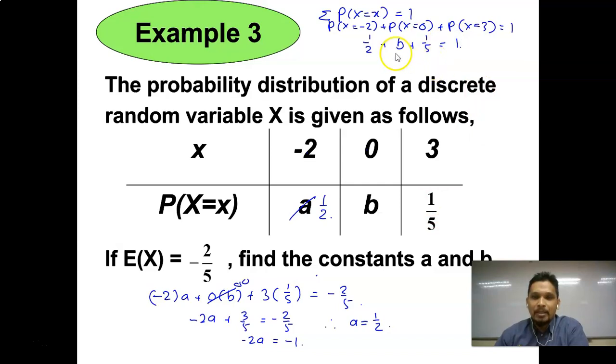So b plus, between 1 over 2 and 1 over 5, make this a fraction with 10 as denominator. 2 times 5, so 1 times 5 equal to 5. 5 times 2, so 1 times 2 equal to 2, meaning it is 7 over 10 equal to 1. Then b equal to 1 minus 7 over 10, or 10 over 10 minus 7 over 10, 3 over 10. So b is 3 over 10.